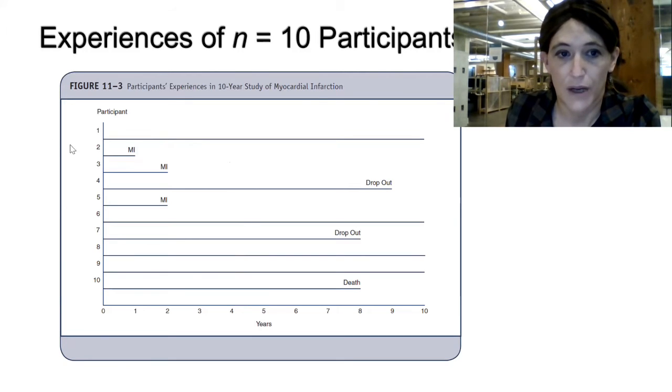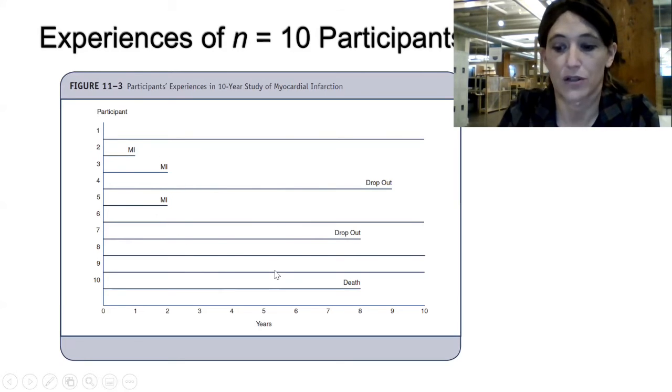And then we have those who have the event of interest, MI, okay? Everyone else is censored, meaning that they didn't have the event of interest during the time that we observed them. Even with the dropouts, they dropped out, but we have this much time of follow-up on them. So we can include them with partial follow-up. They're just all censored at an earlier time point, okay? So we're capturing both pieces of information.